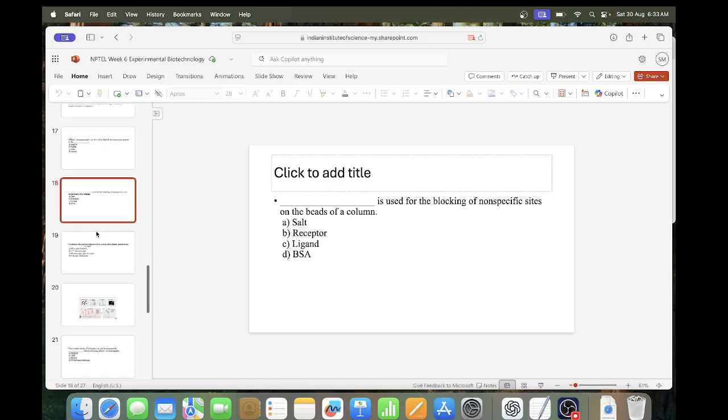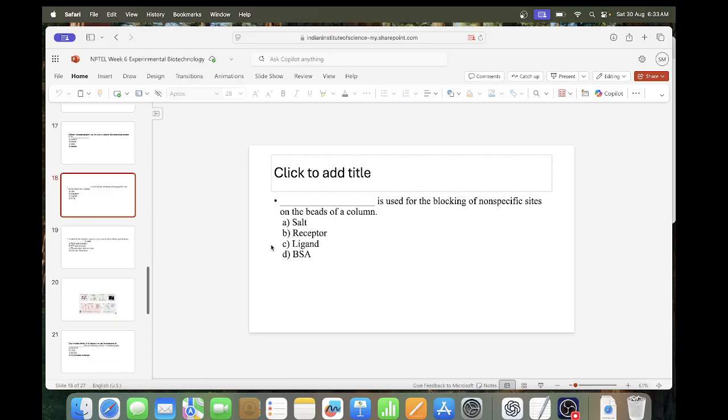Again, one more simpler question. Dash is used for blocking of non-specific sites on the beads of a column. Salt, receptor, ligand, and BSA.